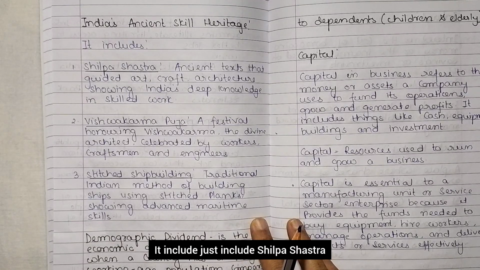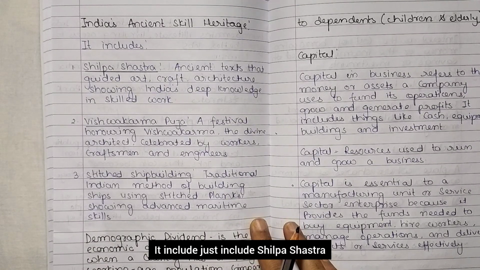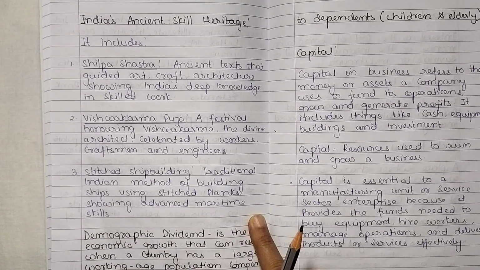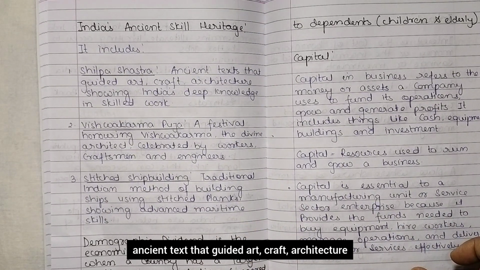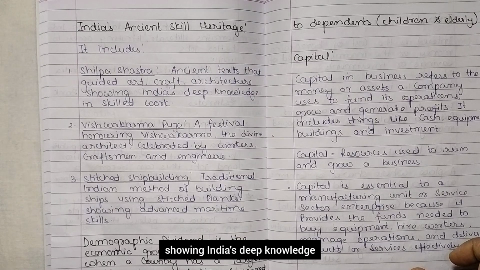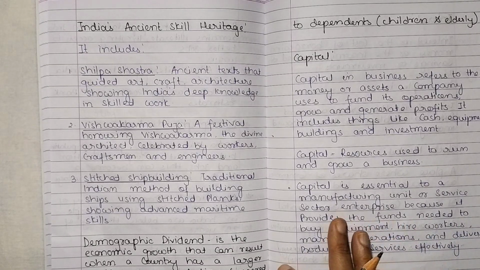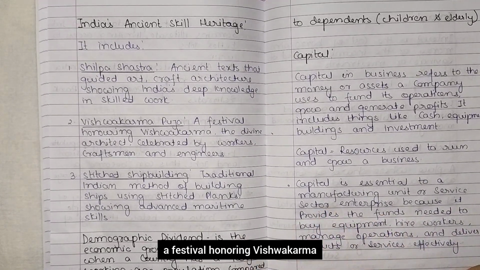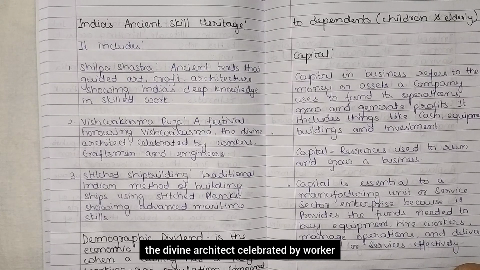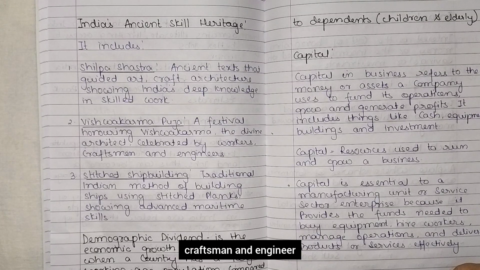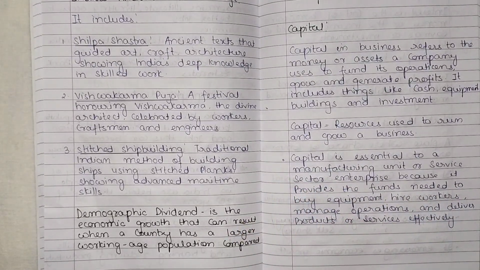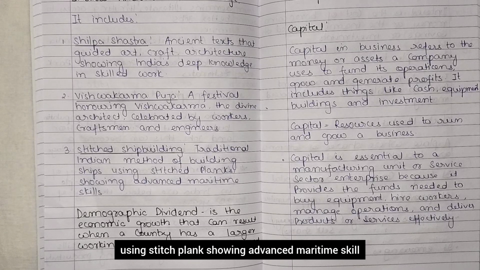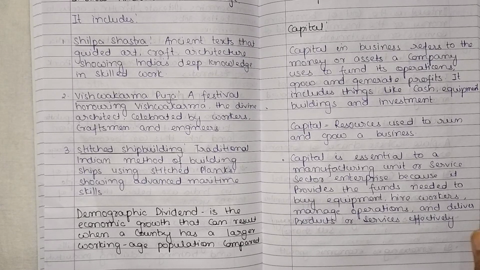It includes Shilpa Shastra, Vishwakarma Puja and stitch shipbuilding. So, Shilpa Shastra, ancient texts that guided art, craft, architecture, showing India's deep knowledge in skill work. Okay, and Vishwakarma Puja, a festival honoring Vishwakarma, the divine architect, celebrated by workers, craftsmen, and engineers. So, this is an ancient skill heritage. And stitch shipbuilding, a traditional Indian method of building ships using stitched planks, showing advanced maritime skill.